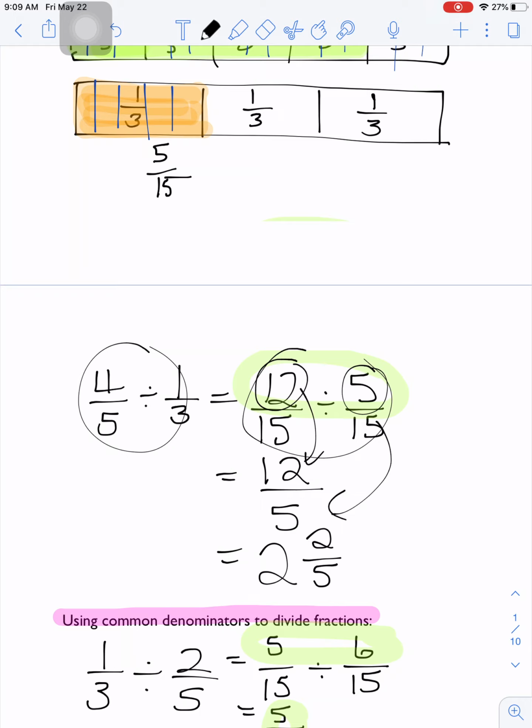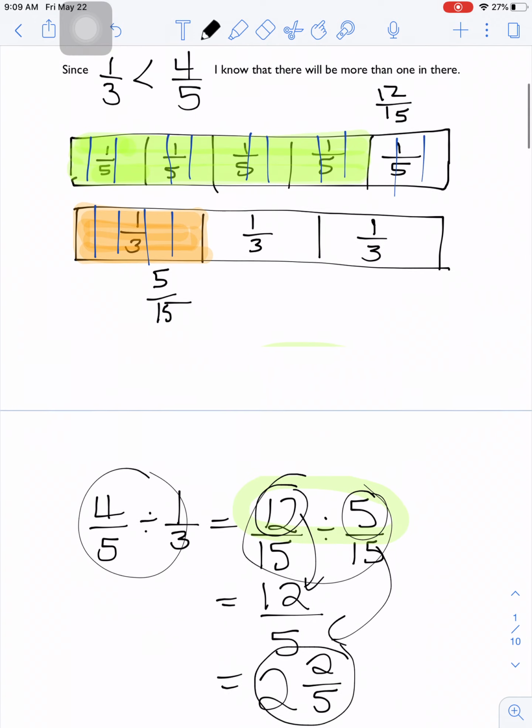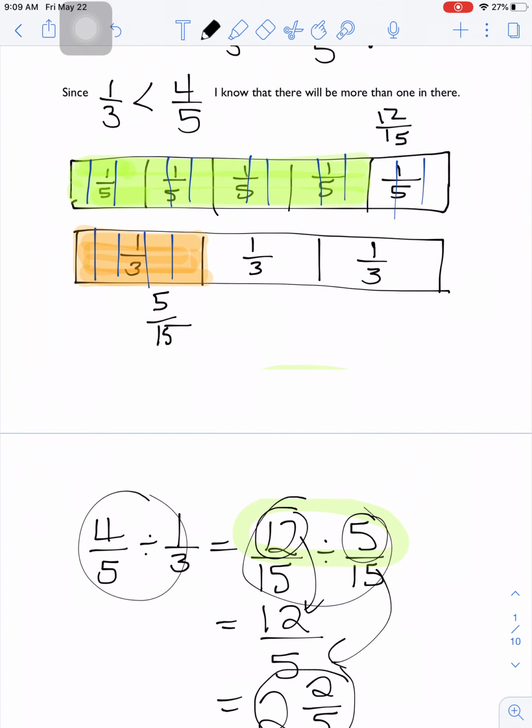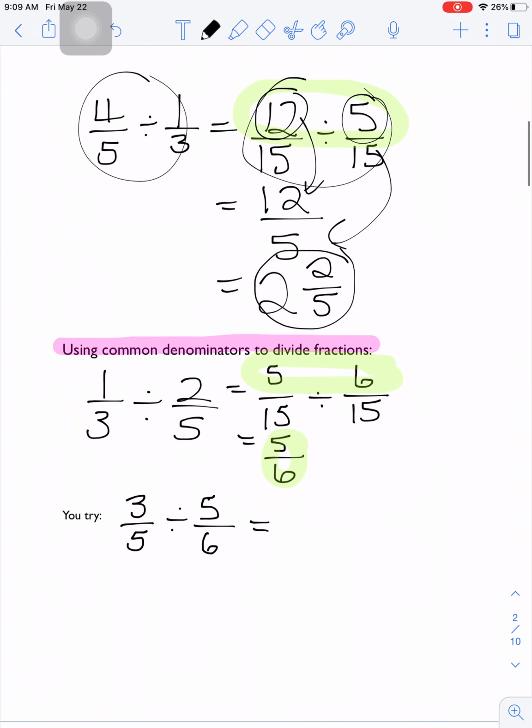Well, in 12/5, there's two whole groups. That would be 10/5, and that means there's 2/5 left over. So our answer here is 2 and 2/5. If we look at our model again, here's one group of 5/5. Here's another group of 5/5, and then we've got these 2/5 left over. So that would be our 2 and 2/5.